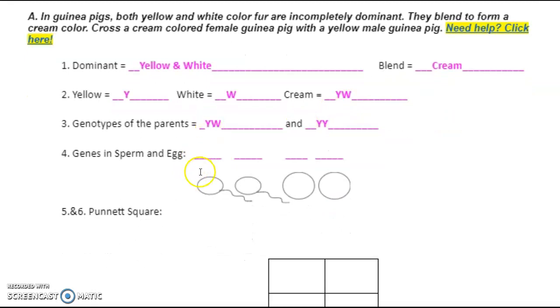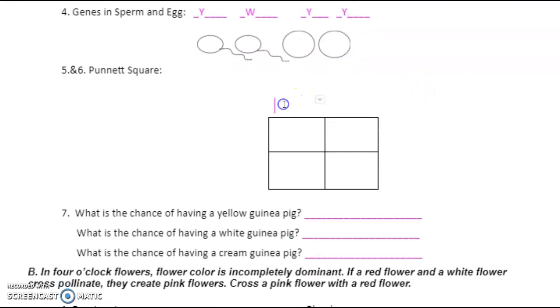Then we need to separate out to show the possibilities for sperm and egg. So the YW becomes Y here, W here. The YY becomes Y here and Y here. We are going to fill in our Punnett square. So we got Y and W, Y and Y.